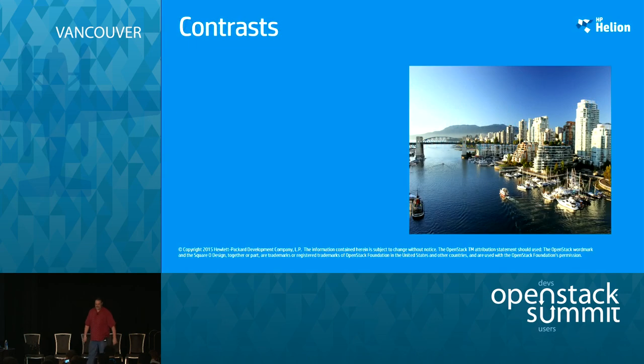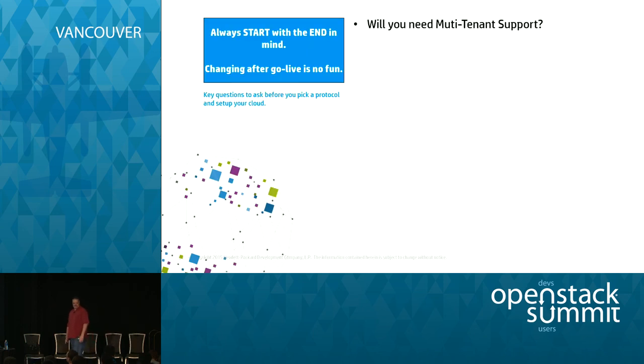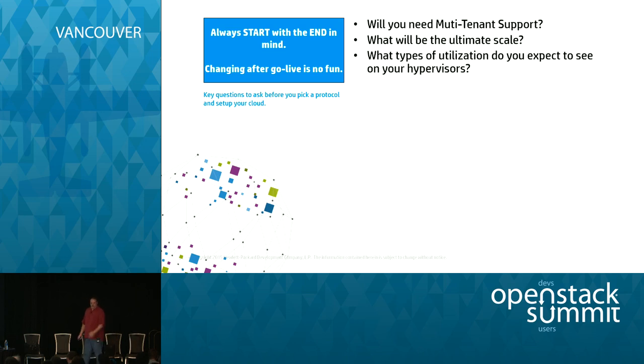I'm going to skip right past this, guys, because I think there's something here you want to see. All right, let's get to the point. Remember this slide in the beginning. If you need multi-tenant support, VXLAN and GRE are going to do really well. VLAN's okay. Ultimate scale, if you're going to have a big scale, VXLANs can do that. That's its job. And you can see the differences as we went along, which ones are a little bit better, which ones are a little worse. What type of utilization? If you're going to spike your hypervisors, think about what's going to happen to them. You want to keep monitoring that and be proactive about it, because if you're using VXLAN or GRE, chances are you might see other problems.